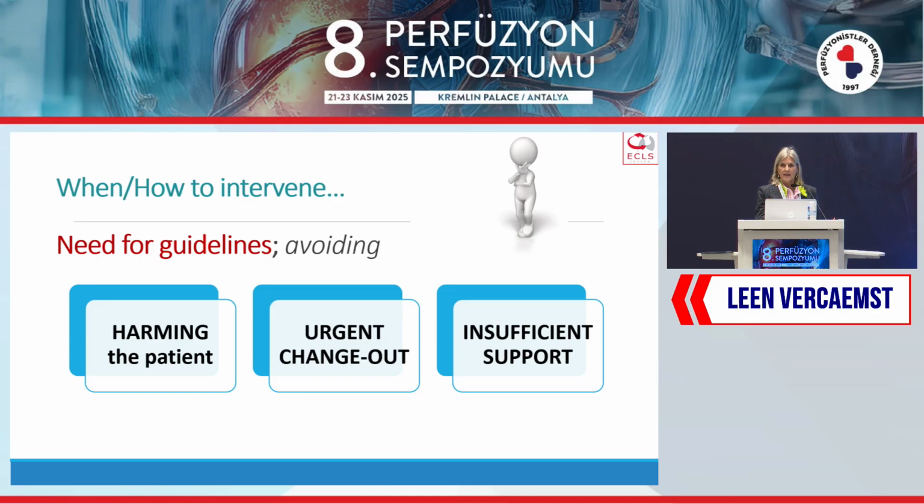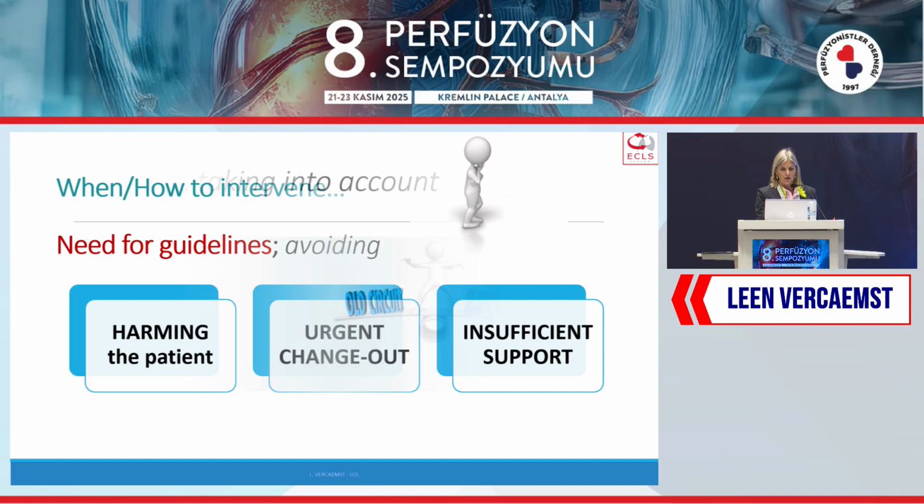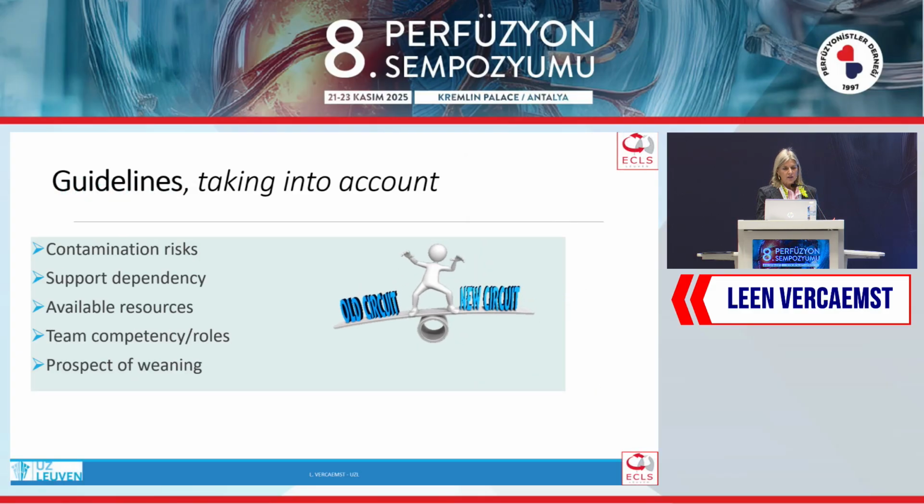So we need guidelines, and that's the most important goal of my topic, to tell you that every center should have a standardized way to monitor and to exchange your membrane, taking into account that you should not harm your patient, you should avoid urgent change-out and insufficient support. The guidelines should take into account the contamination risk, the support dependency of your patient, of course, the available resources, the team competency and roles, and the prospect of weaning. If your patient is about to be weaned off, of course, you should not exchange your membrane.